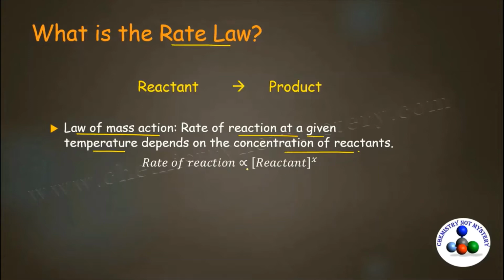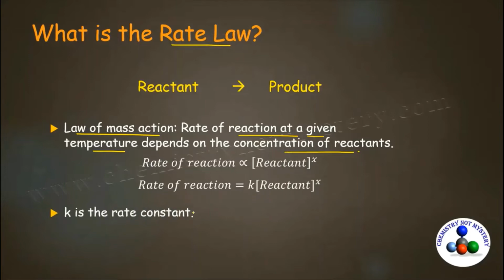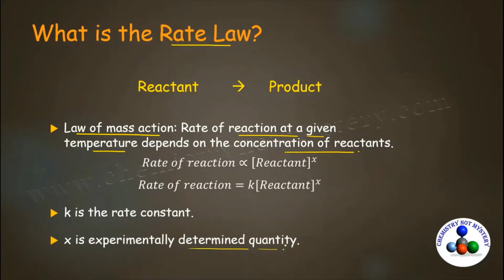So when you remove this proportionality sign, you will get a constant. So you will get the equation rate of reaction is equal to K into concentration of reactant raised to the power x. Here K is the rate constant and x is the experimentally determined quantity. When you express the rate of reaction in this form, this is known as the rate law.